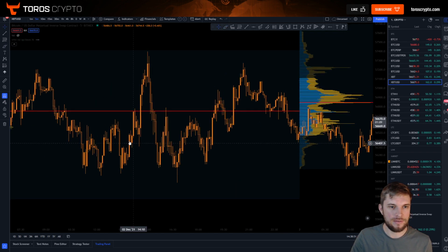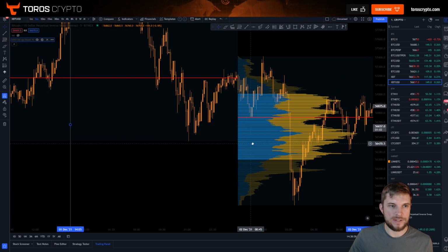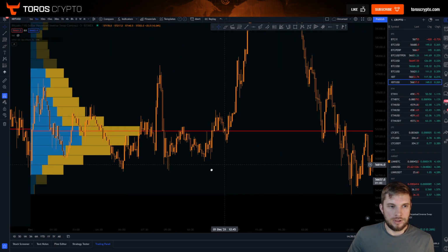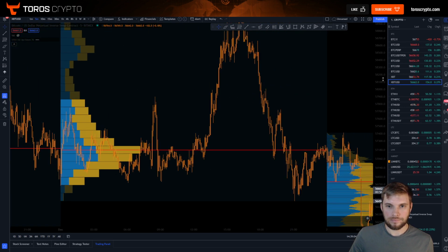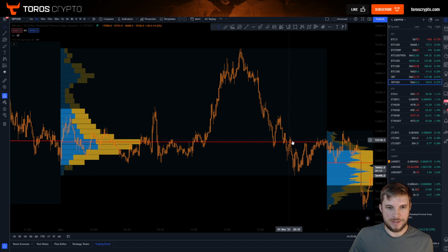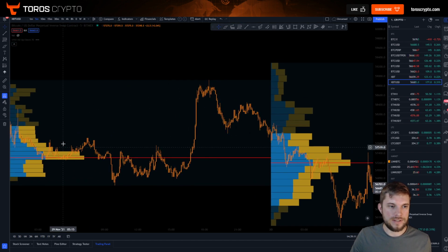And we can move back through previous days. Again, you can see the point of control consistently acting as support and resistance throughout the day. Again here, you can see how it was acting as support and resistance throughout the day. And again, you can go back and you can just take a look at how this shows up on the chart.